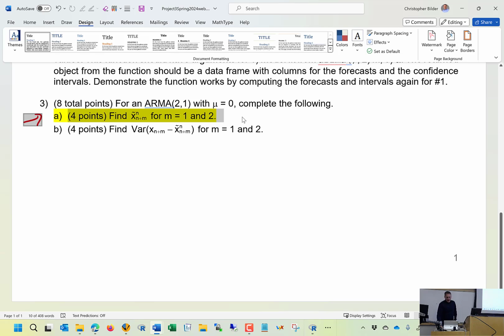Then on number 3, for an ARMA 2,1 model, actually do the derivation for the first 2 time points into the future for the forecast. In my notes, I believe I have 3 different derivations in there. So that obviously gives you some experience with seeing that. Now I want you to do one that's not in the notes. So that's project number 3.